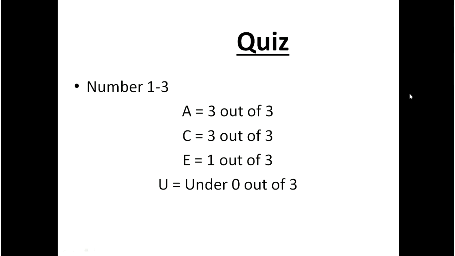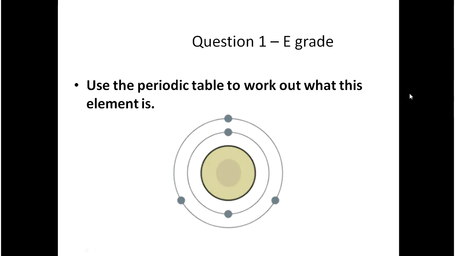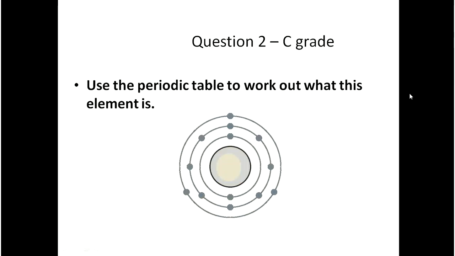Let's do another quiz to help us improve our understanding. Question 1. Use the periodic table to work out what this element is. Pause the video whilst you think about the answer. Now let's go over the answer. This element is boron because it has 3 outer electrons.